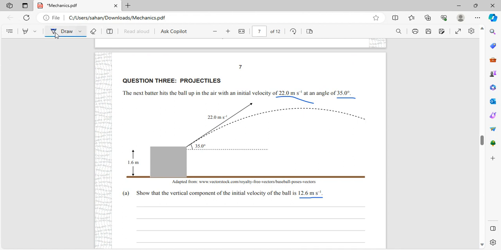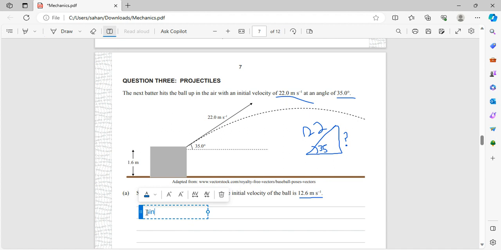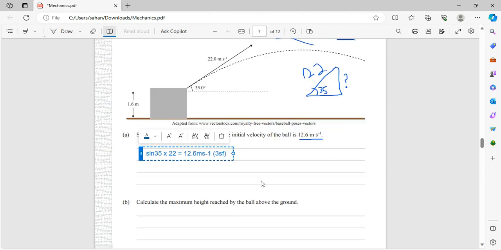Okay, so if I were to draw a triangle, it's always easier when you draw out your things. So you have 22 here, you have 35 here, and then they're asking you the vertical component, so that's this one here. Then you're just going to use Pythagoras, and it's all pretty simple from there. So sine 35 times 22 will give you 12.6 meters per second to 3 significant figures. And that's all you need for that question. I'm just double checking to make sure that I've done that right. Yes, that is right. Okay, let's move on.